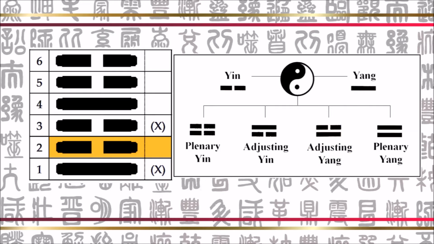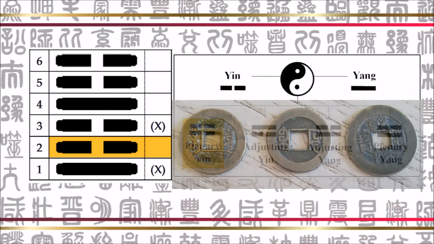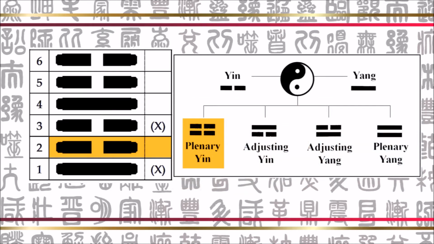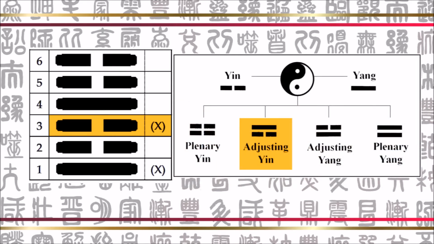Now let's study line 2, where the result was an unchanging yin line. An unchanging yin line was produced from 2 tails and 1 head. When you see an unchanging yin line or plenary yin, absolute yin, that's the two-line code you'll want to think of in your head. Moving on to line 3, here we have a changing yin line marked by that X. The changing yin line is produced from 3 tails in a coin toss. A changing yin line or adjusting yin is yin transitioning into yang. So that is the binary code you'll want to envision when you see a changing yin line.